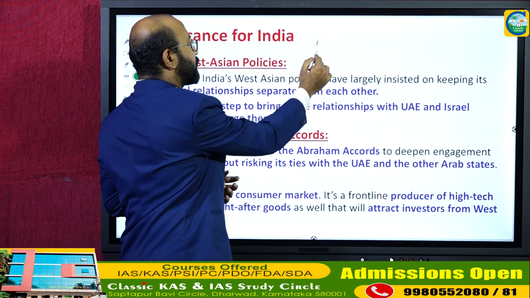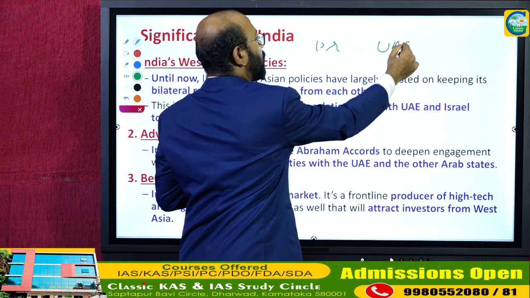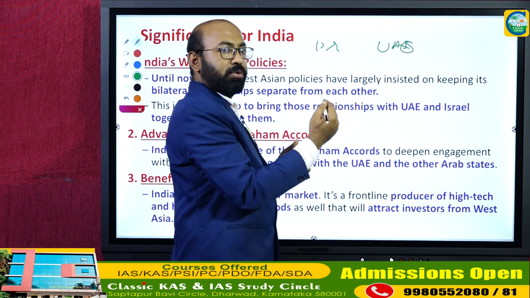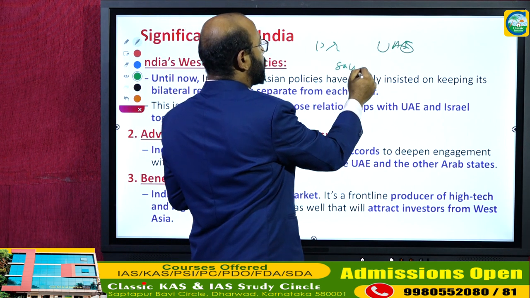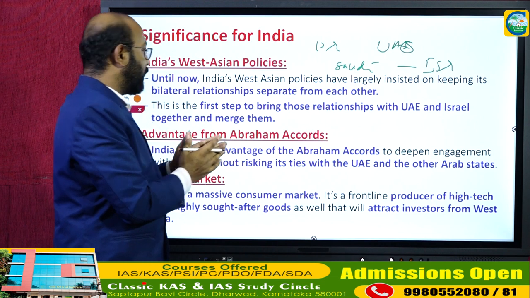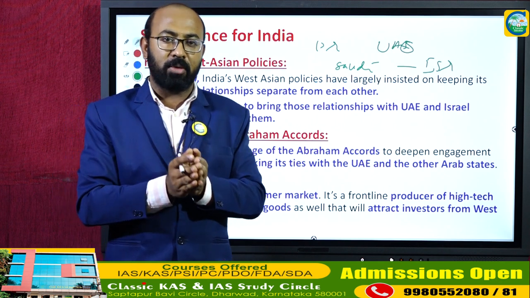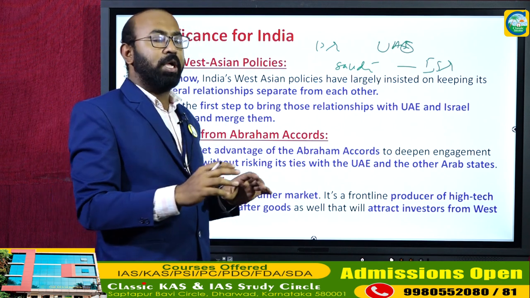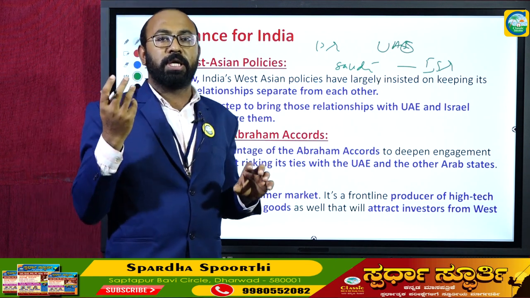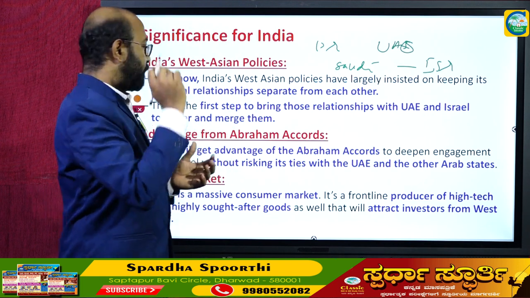For example, if India took a stand for Israel, other countries like the UAE were not happy. If India took a positive stance with respect to Saudi Arabia, Israel was not happy with India's stance. Now, because of the Abraham Accords, that means the normalcy of relations between Israel and the surrounding Arab world, it has become very easy for India to have dialogues with all the countries without getting criticism from Israel or other countries in the region.